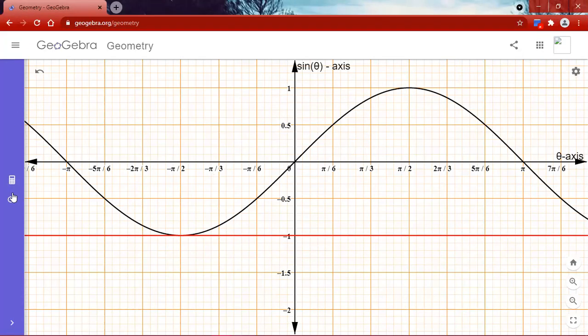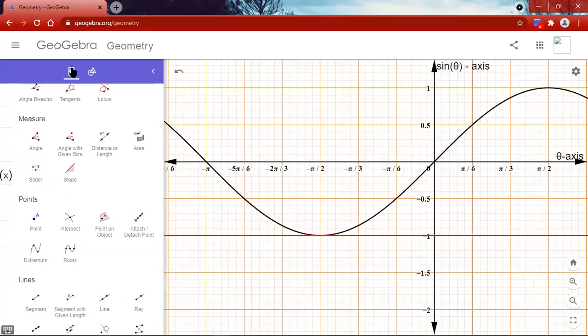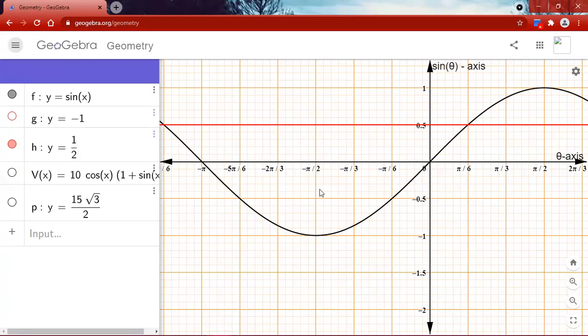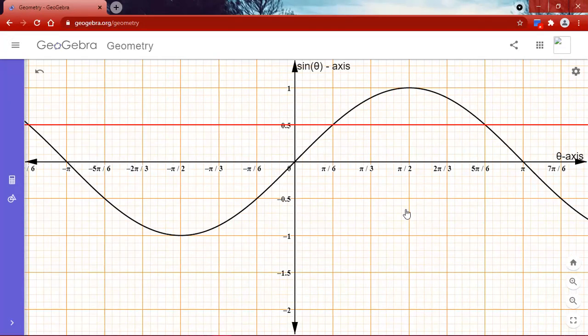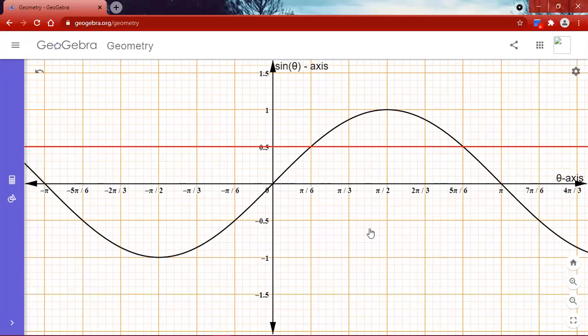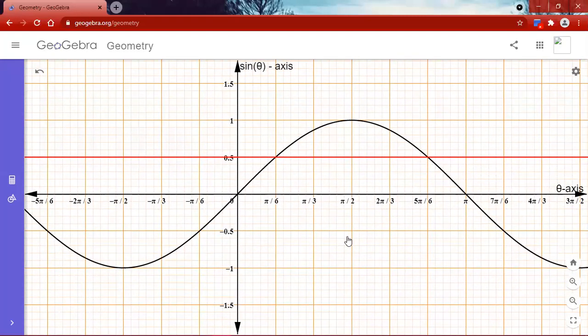I'm going to hide that red line there, and I now want y equals a half. That is the red line that you see there above the x-axis. Anywhere that the line intersects with the black curve, you know that is going to be a solution. So what I have is pi over 6 as a solution.